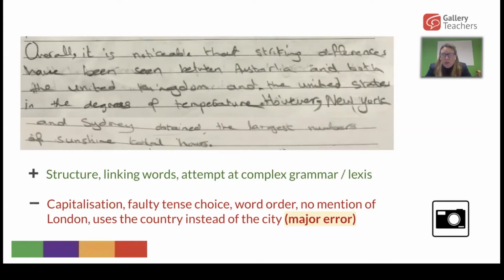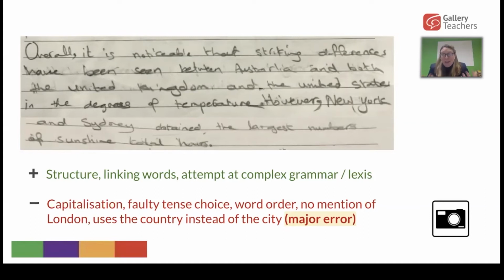Also, the word order is not correct in some parts, and there is no mention of London. Okay, so there were actually 3 cities here, and London isn't mentioned at all in this overview. So really, how can we be thinking about a complete overview when London is not mentioned? But what they have done is they have used the United Kingdom as a substitute for London. They have used Australia as a synonym for Sydney. Oh dear, big problem, major error.